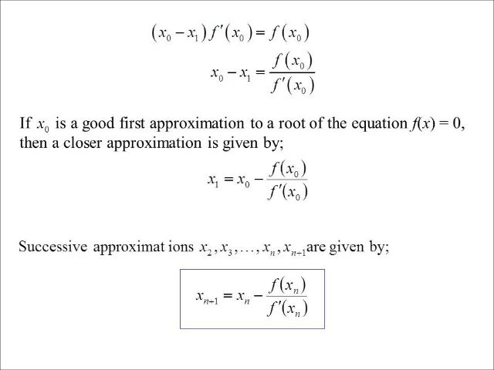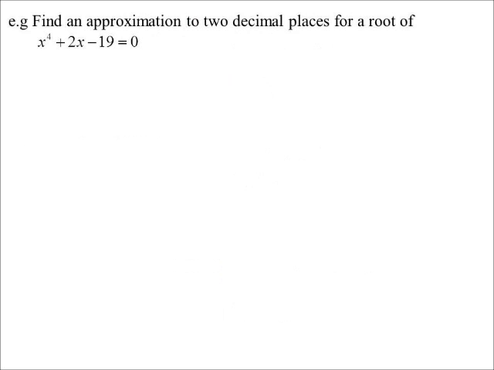Then you just keep going and going until you get to your approximation. So the (n+1)th approximation, we get the nth approximation and sub that into the formula. Let's do the same question. Let's see how quick. Pretend we don't know the answer. We've got to find a good first approximation, though.